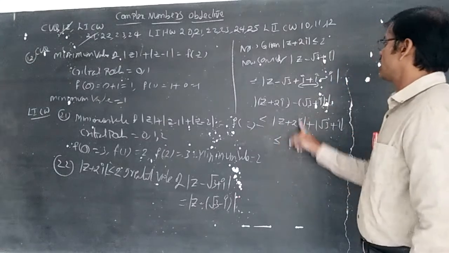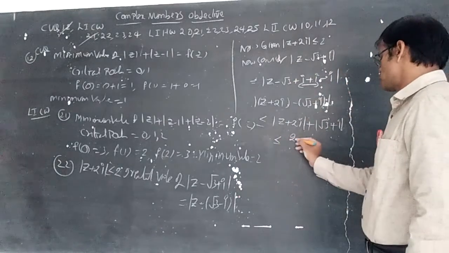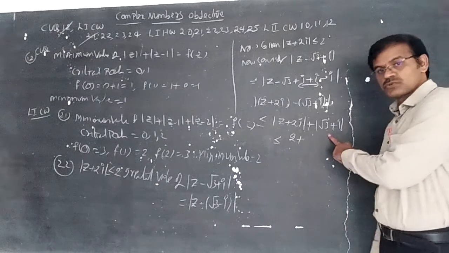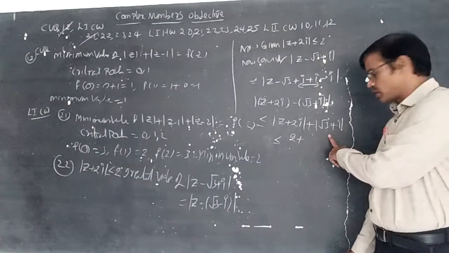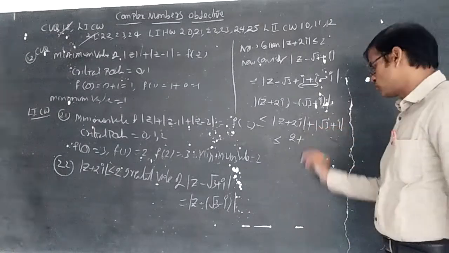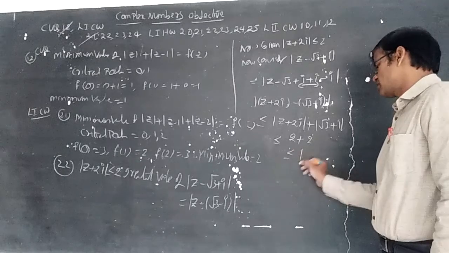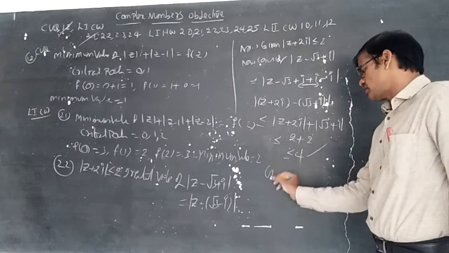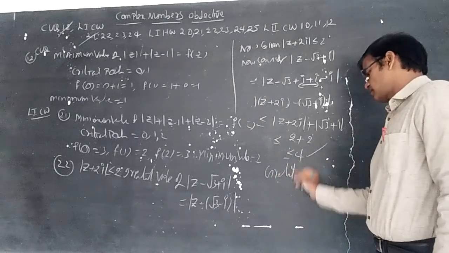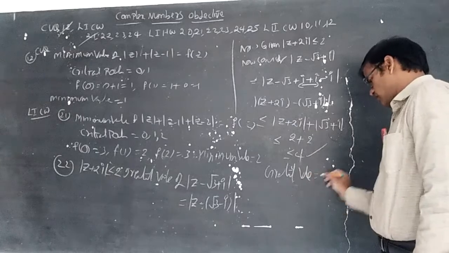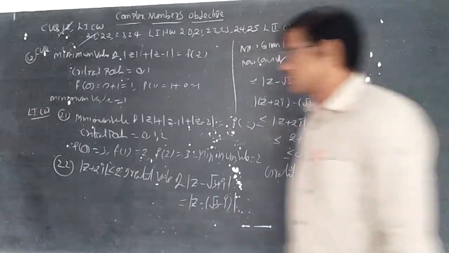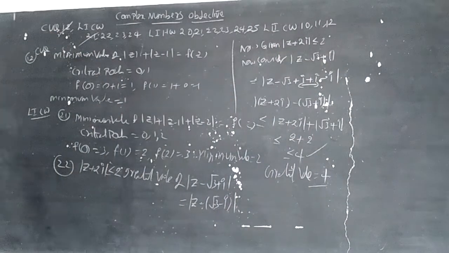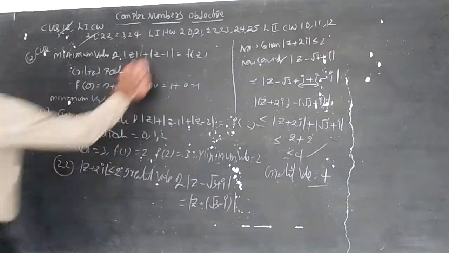Less than or equal to modulus of z plus 2i, given as 2, plus this modulus, of course, root of component square plus component square. Root of 3 plus 1, 4, root, that is 2. So less than or equal to 4. So the greatest value is equal to 4. Fourth option.